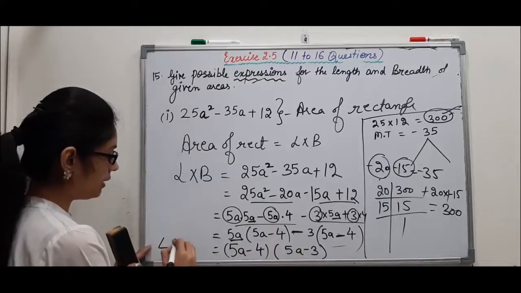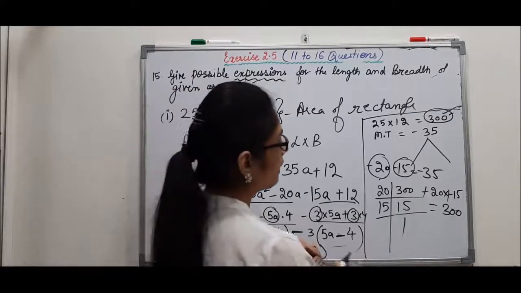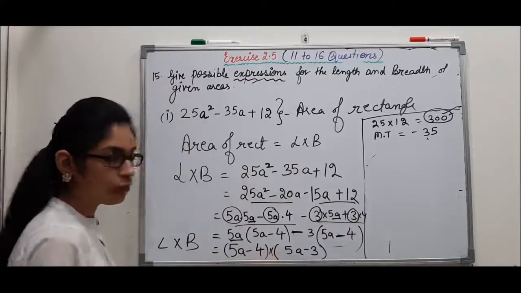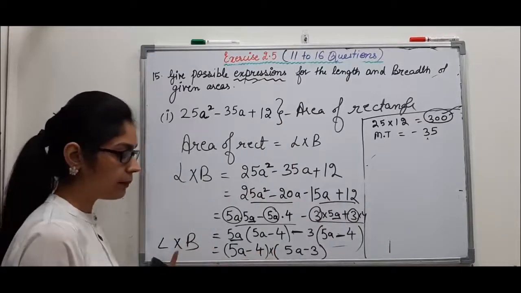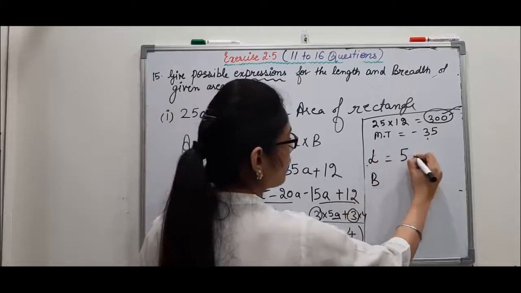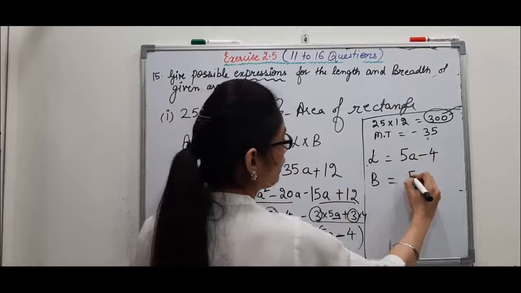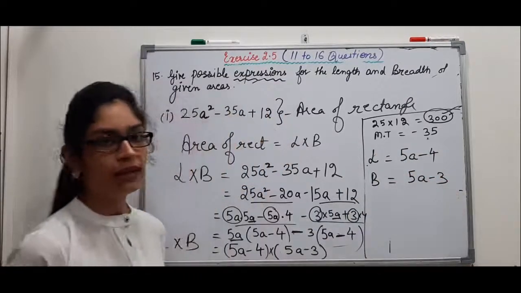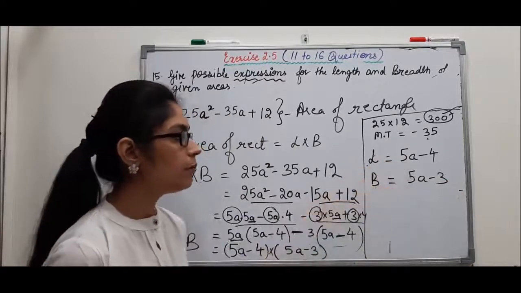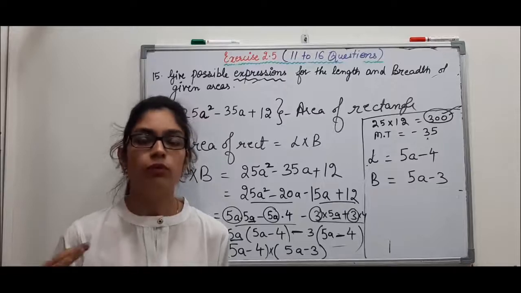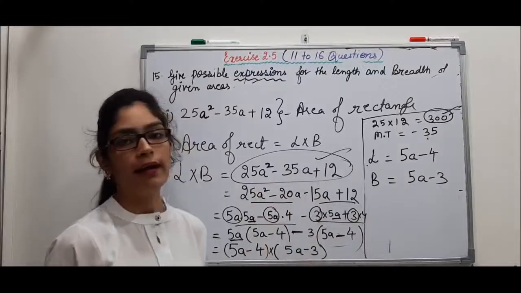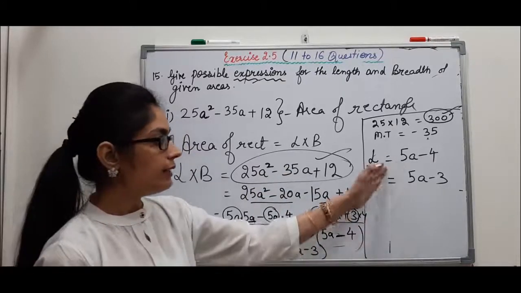So here it was L into B. Because these terms are also getting multiplied, the sign of multiplication is there, and these two are also getting multiplied. So you can write possible expressions of length and breadth are 5a minus 4 and 5a minus 3, because we had to find the expressions. So these expressions are the possible expressions of length and breadth. The same way, the next part also you have to do by splitting the middle term. You have to make the factors and those factors will be the length and breadth.